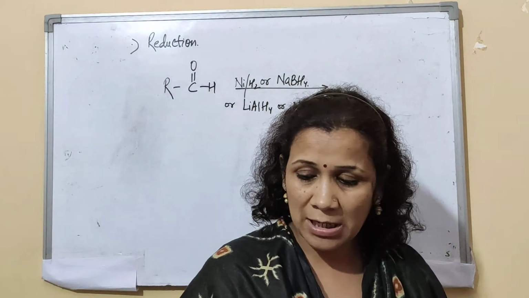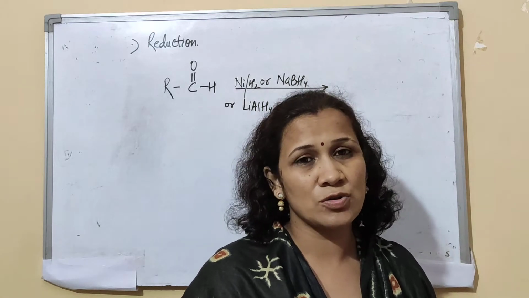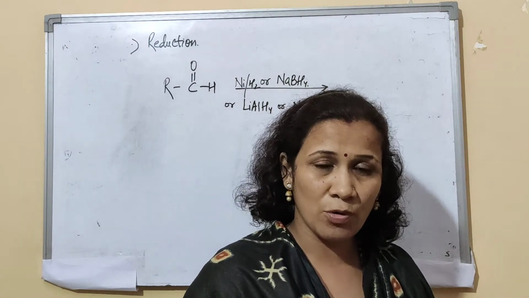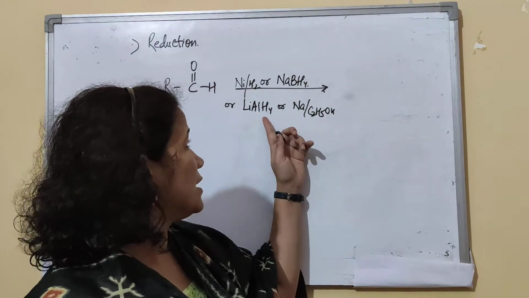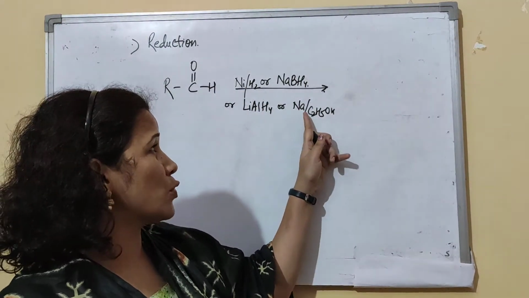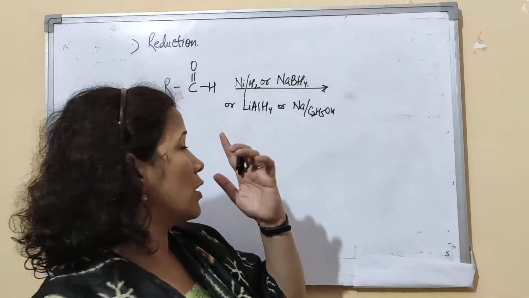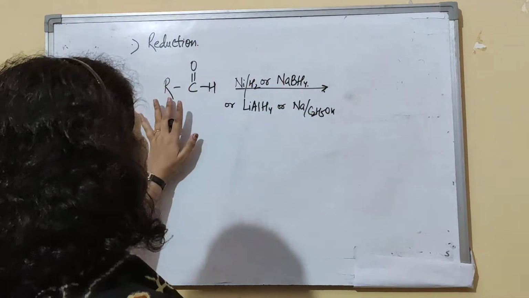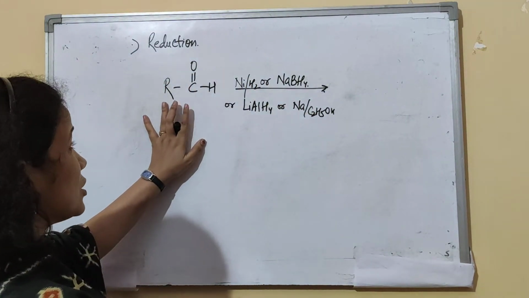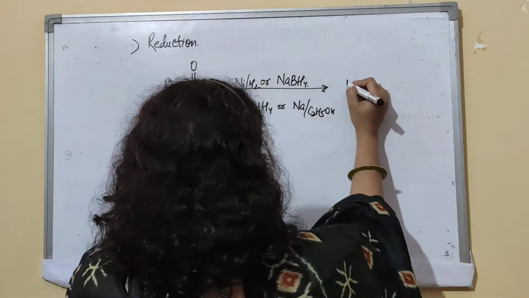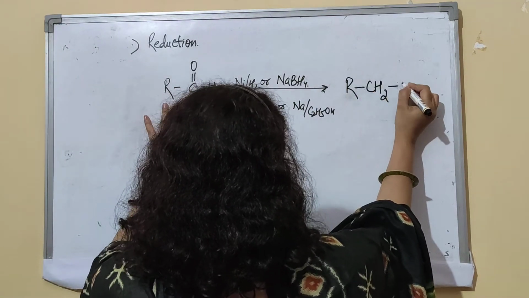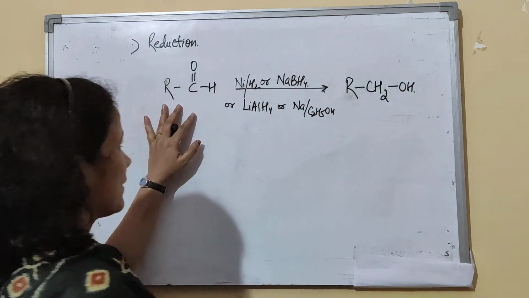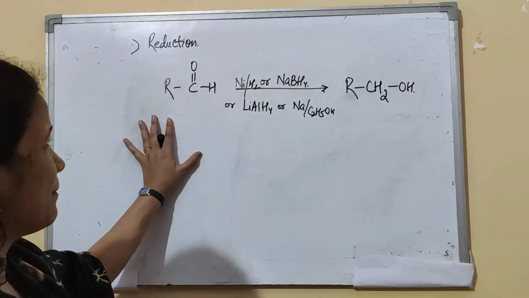So it can be nickel in presence of hydrogen, sodium borohydride, lithium aluminium hydride, which is a very strong reducing agent, or sodium in presence of ethanol. When we use any of these, this gets reduced and becomes RCH2OH, an alcohol. We'll just do a few examples based on this.